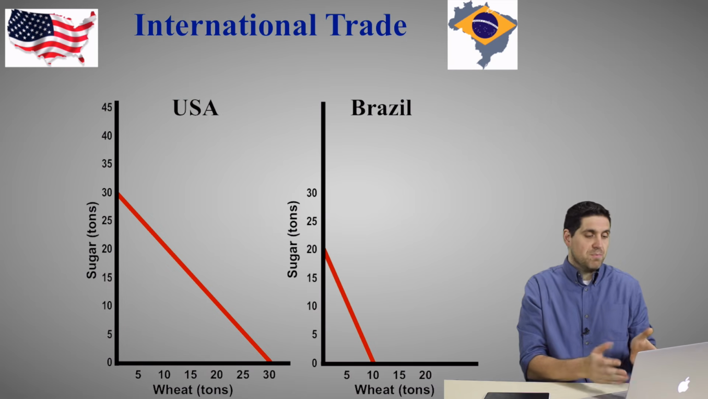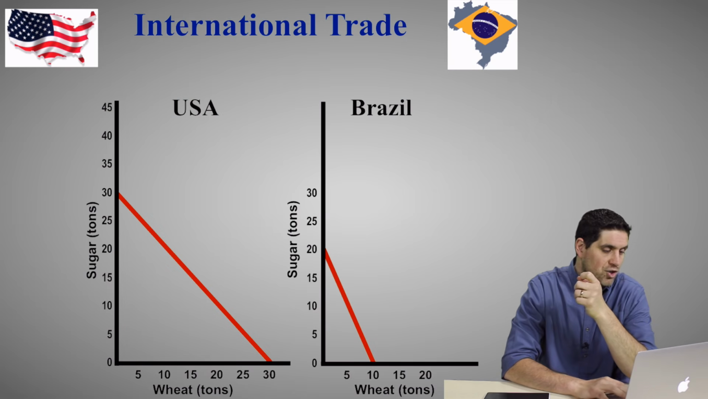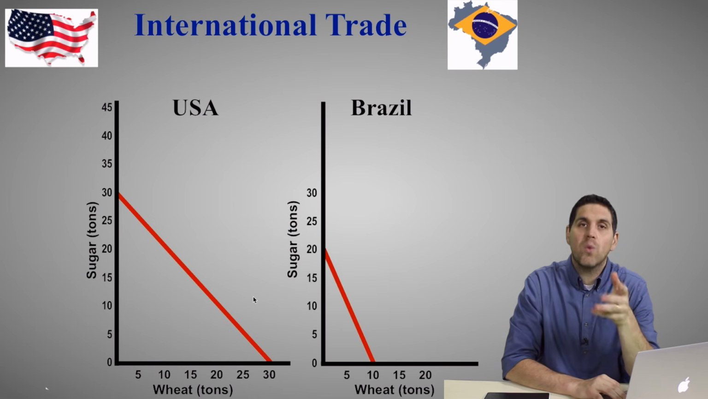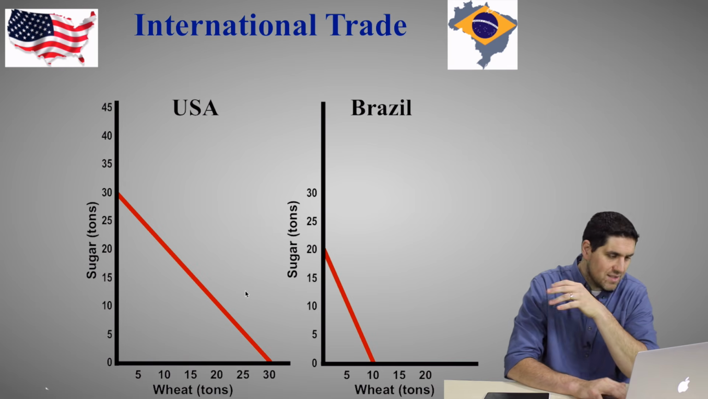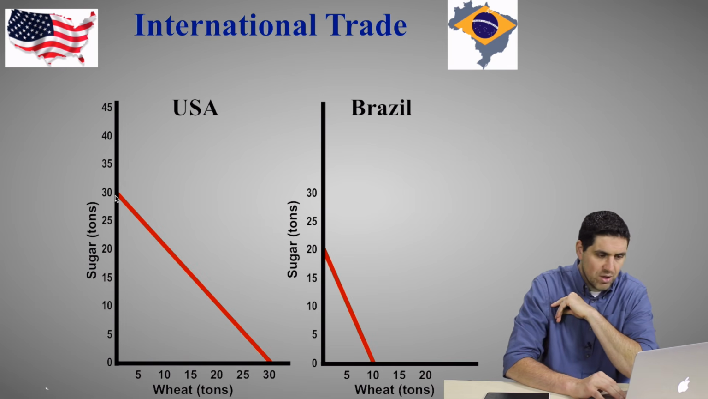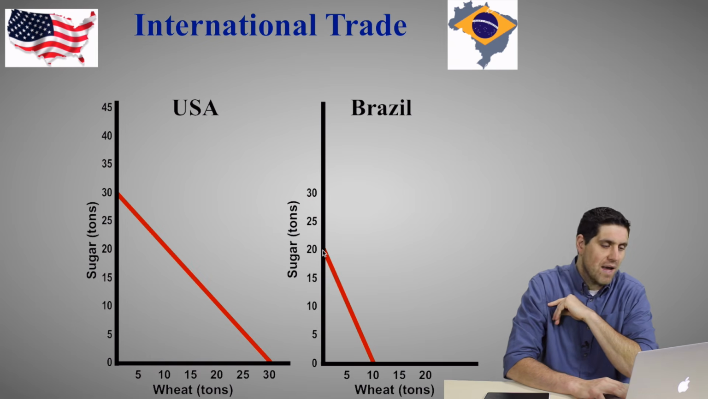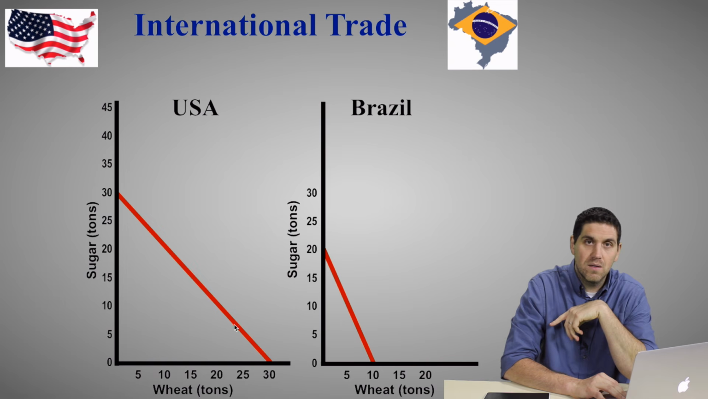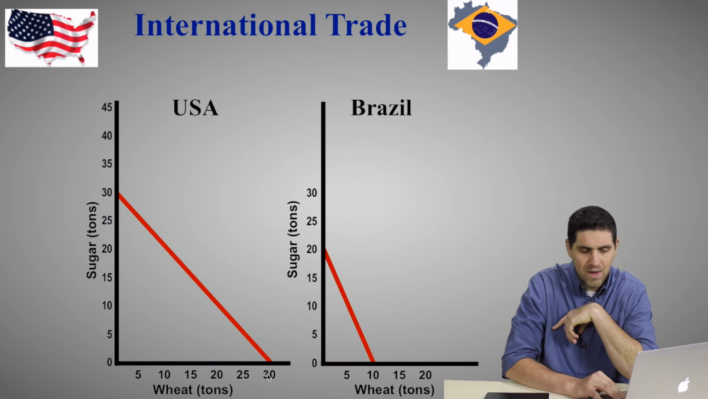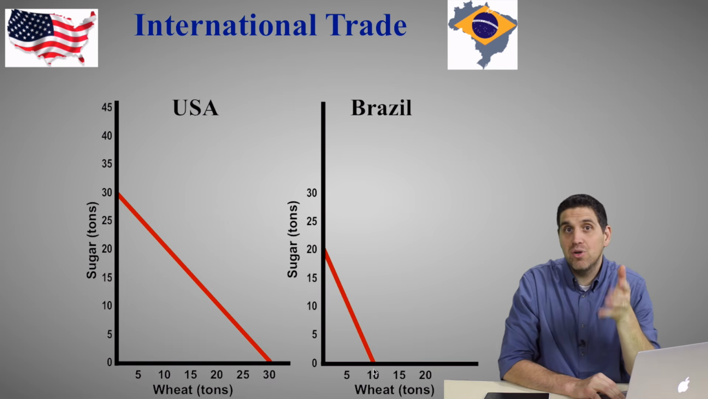This is a production possibilities curve. It shows you how much sugar and wheat the US can produce and how much sugar and wheat Brazil can produce. Now, first question, which country has an absolute advantage in the production of sugar? Well, the United States. They can produce 30 tons and Brazil can only produce 20 tons. So the United States can produce more sugar. Now, who has an absolute advantage in the production of wheat? Well, the United States. They produce 30 and Brazil can only produce 10. So you can see the United States has an absolute advantage in both.